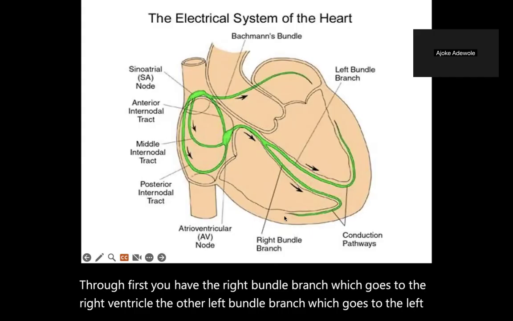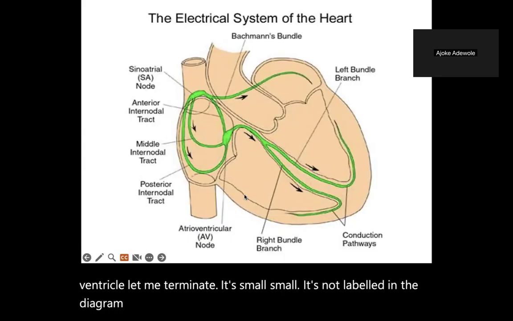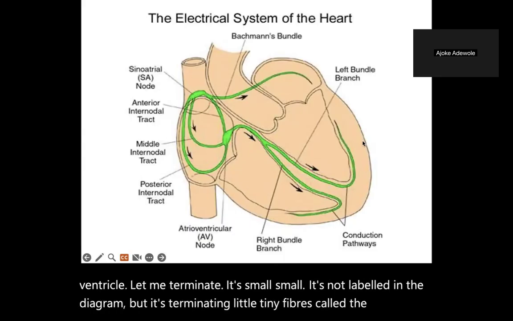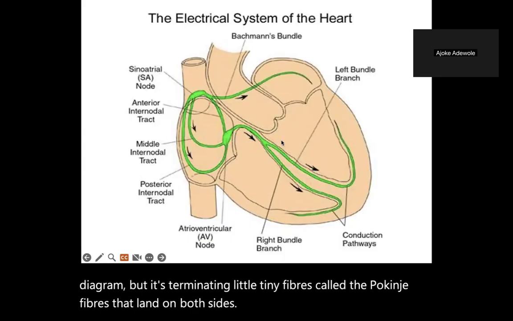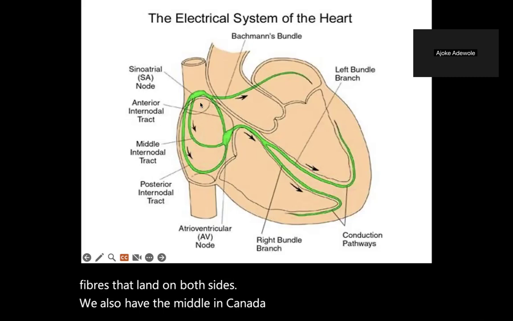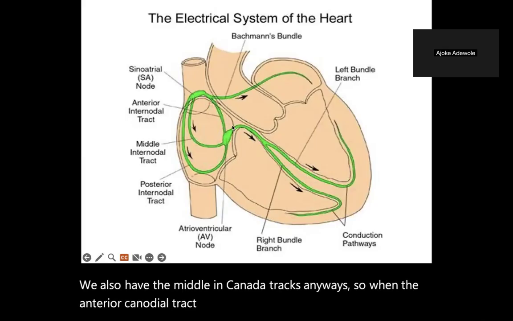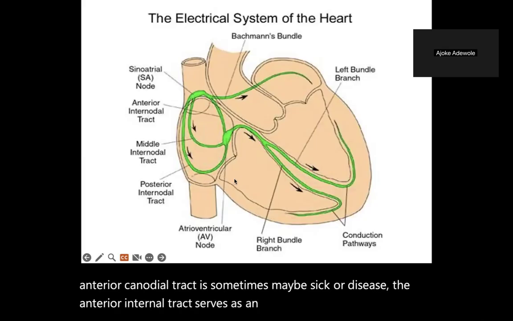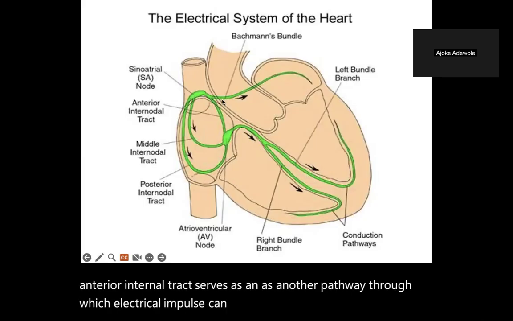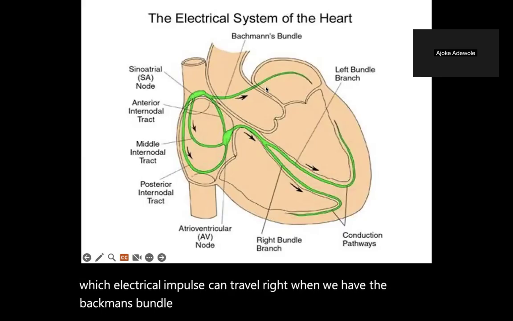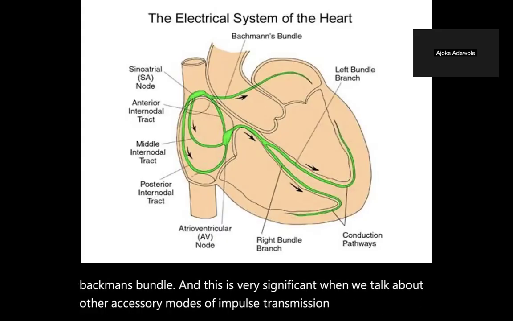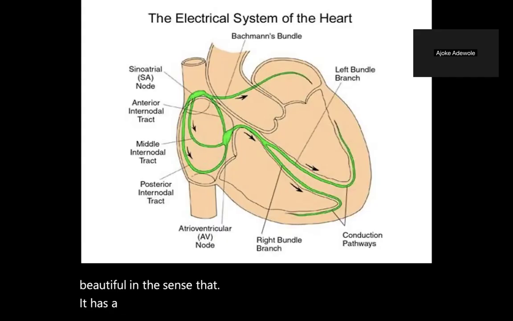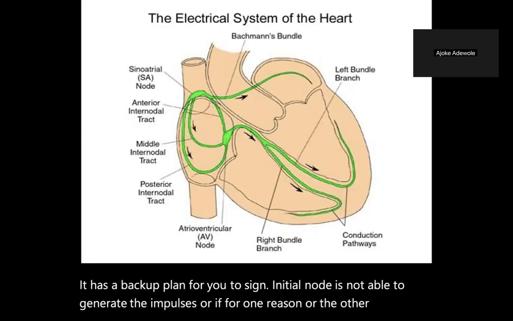Then it terminates, it's not labeled in this diagram, in little tiny fibers called the Purkinje fibers that land on both sides. You also have the middle internodal tract. When the anterior internodal tract is sometimes sick or diseased, the other tracts serve as another pathway through which electrical impulse can travel, right? Then we have Bachmann's bundle, and this is very significant when we talk about other accessory modes of impulse transmission. The heart is beautiful in the sense that it has a backup plan if the sinoatrial node is not able to generate the impulses, or if for one reason or the other impulses are not generated through the main pathways.